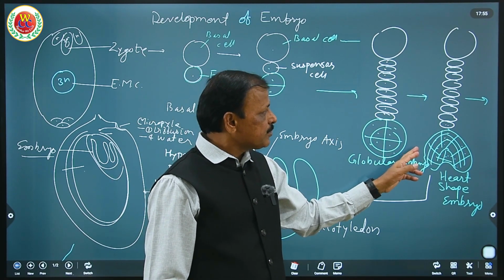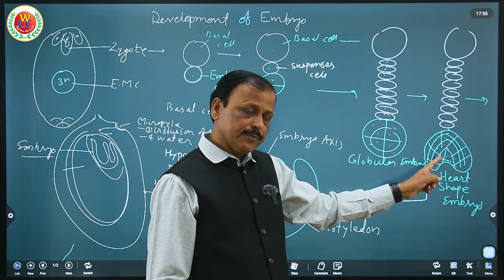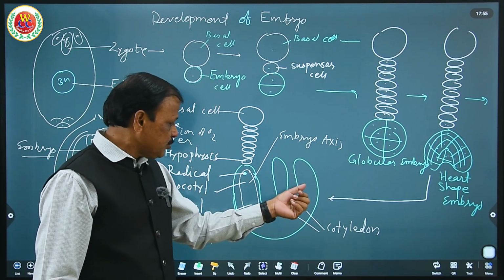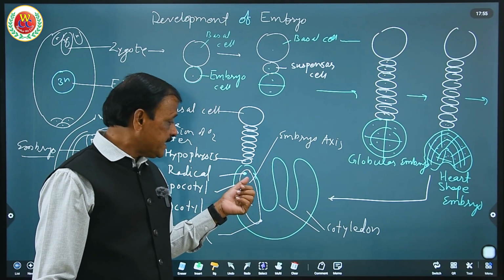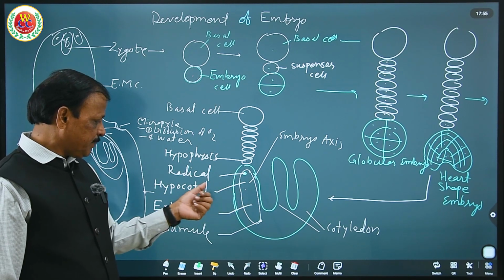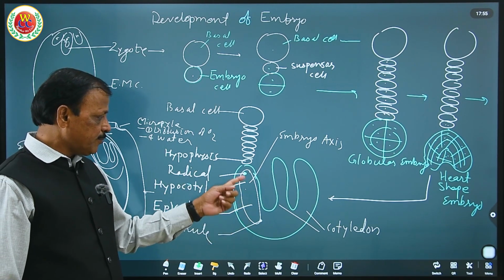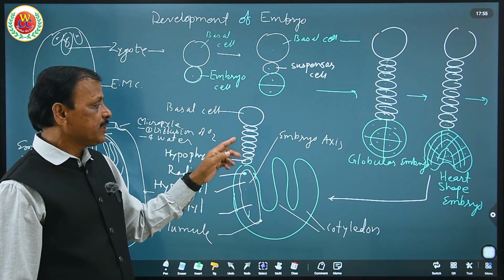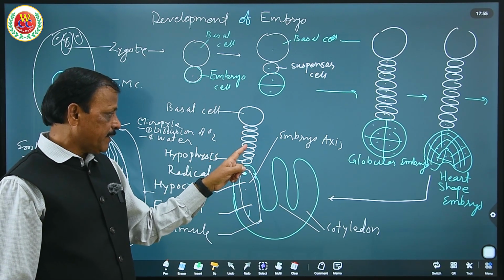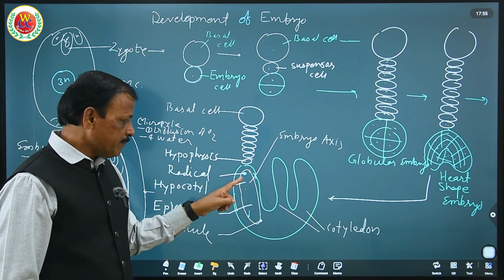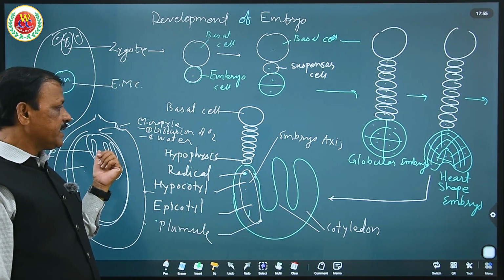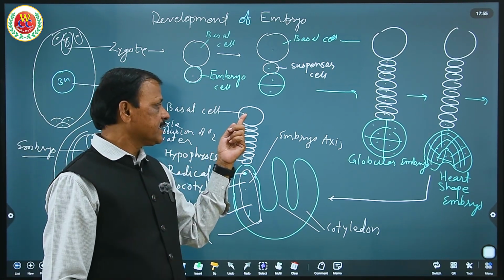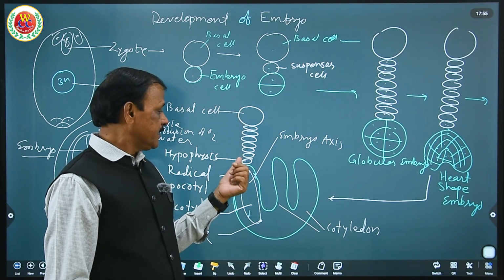Now this continues to develop and forms the heart-shaped embryo. This continues to develop and forms this embryo axis with two cotyledons. The embryo axis contains radicle, epicotyl and plumule with these two cotyledons, deep into the nucellus for development by this endosperm. But once this embryo and embryo axis is developed, it takes its place at the corner of the seed, and this suspensor later gets degenerated and the basal cell also degenerates.